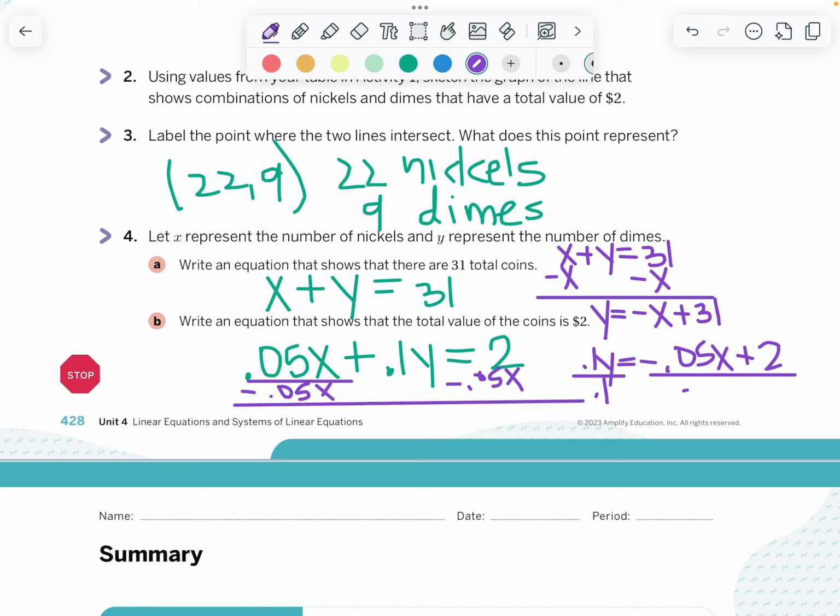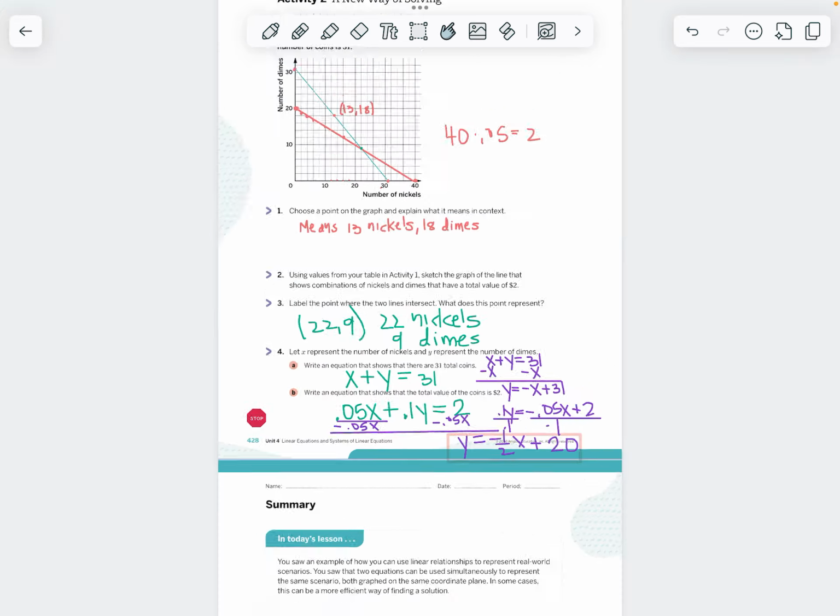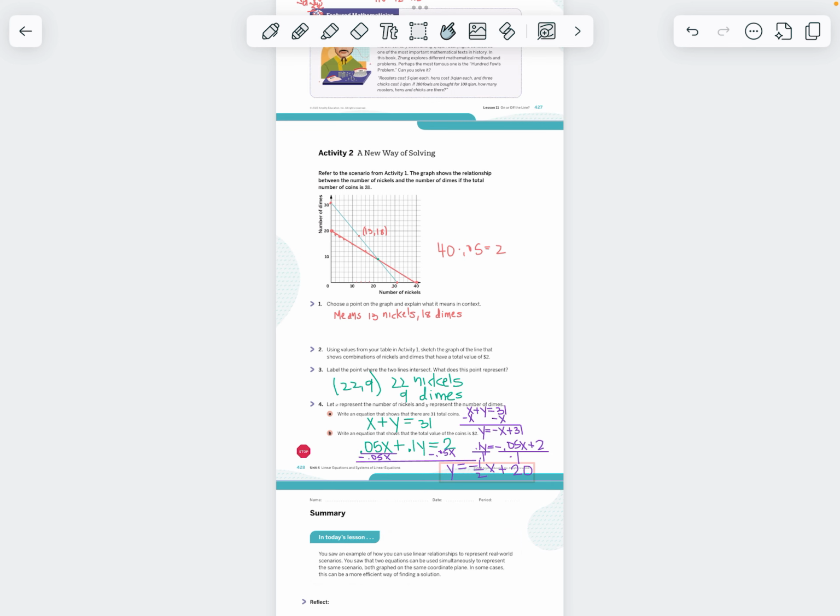And then this makes our equation look a little weird. So we've got to simplify some things. So we get y equals 0.05 divided by 0.1 on your calculator gets you negative 1/2 x. And then plus 2 divided by 0.1 gives you 20. And now you have that equation in y equals mx plus b format. And that happens to be your second line that you drew in with a y-intercept of 20 and a negative slope of 1/2.